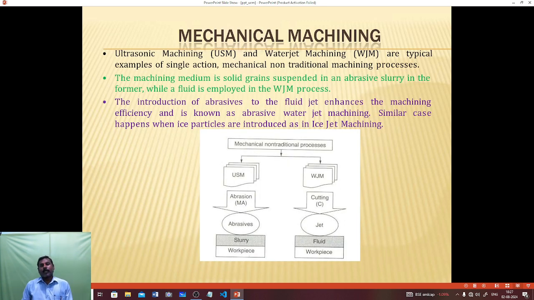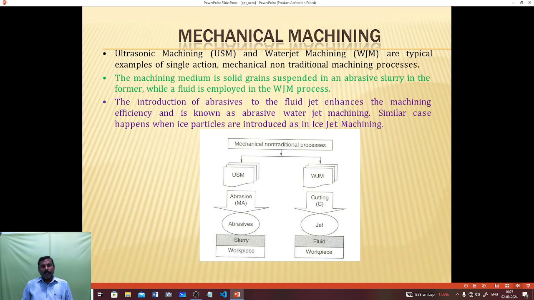Then first one is the mechanical machining process. So what is the mechanical machining process? Mechanical process means, first one is the ultrasonic machining process. We have to discuss it. Ultrasonic machining and water jet machining are typical examples of single action mechanical non-traditional machining processes.